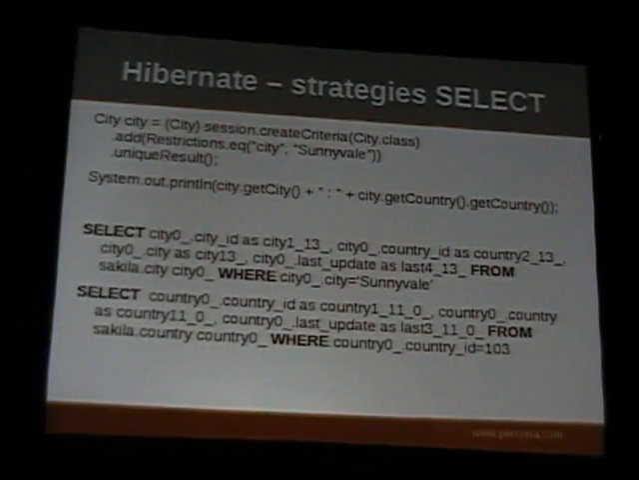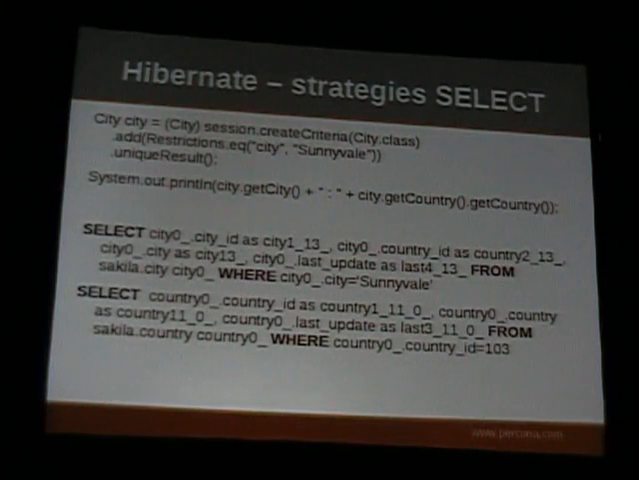So we're going to see two examples of select and join in action. Here's the first one. It's a very simple query. We create a criteria for the CD table. We add an equality restriction with CD equals sunny veil. And we fetch a unique result. And then when we print, we call getCountry. And well, you see this results in two queries.